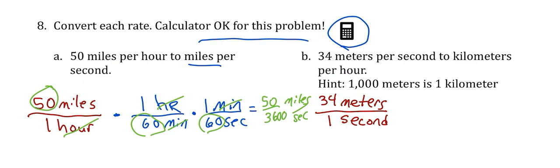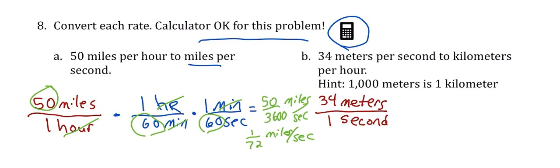However, 50 over 3,600, that's a conversion I'd like you to be able to do by hand, but you can also use the calculator. It's 1 over 72 miles per second, which means every second you go 1/72 of a mile. All right, let's look at the next one.